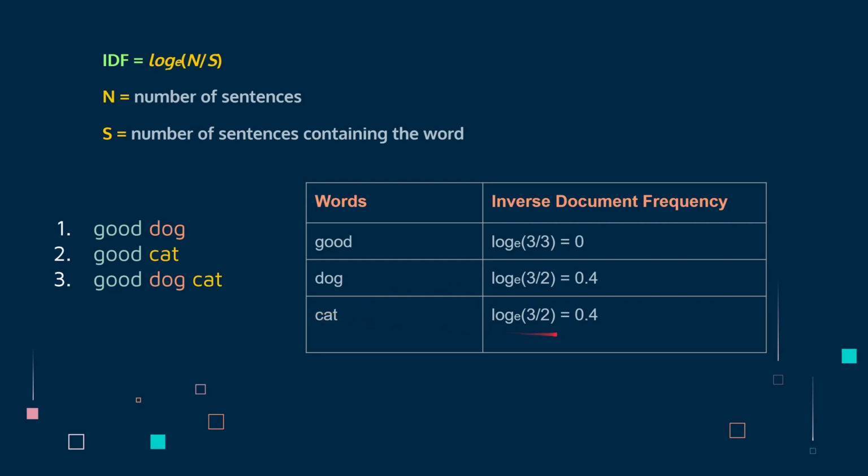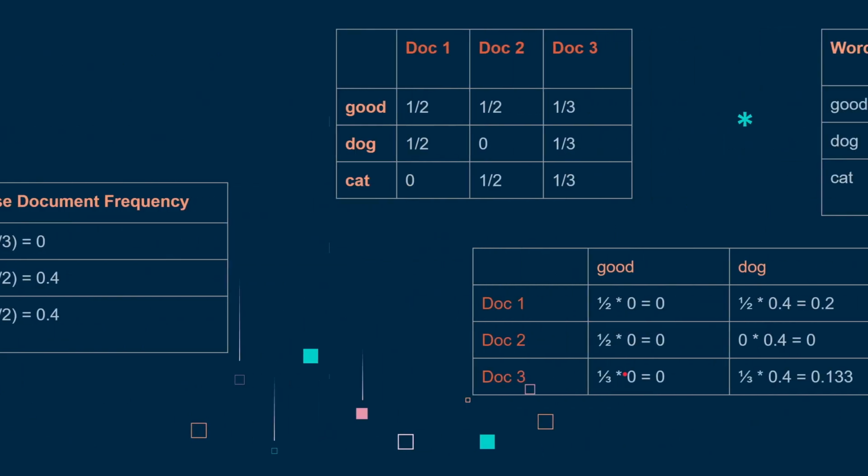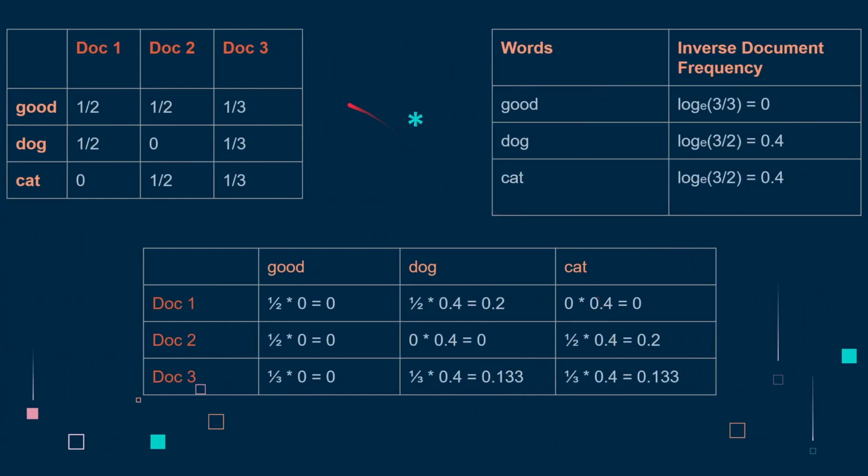And what about cat? Well, it's the same thing, right? It appeared twice and there's still 3 sentences. So it will be 0.4 for the inverse document frequency. So why does this matter? Well, we can actually multiply them together, right? Term frequency times inverse document frequency, right?